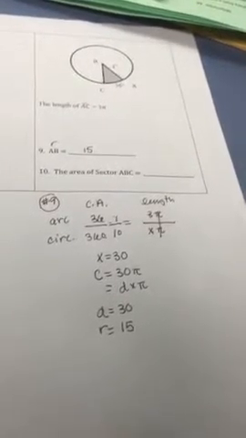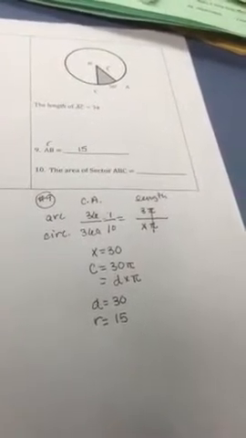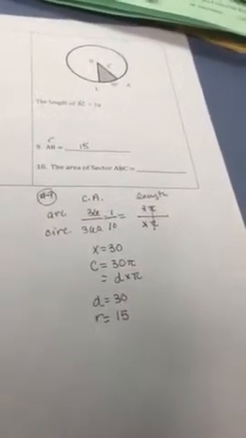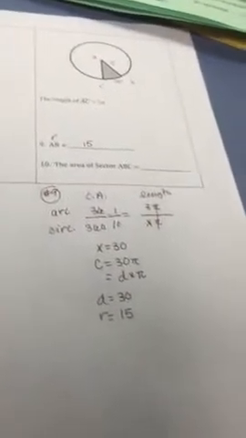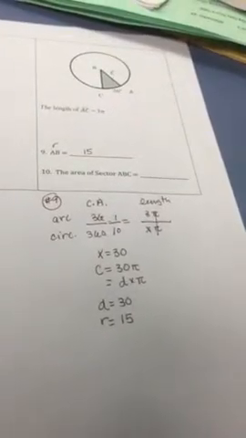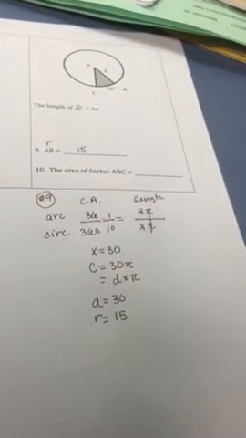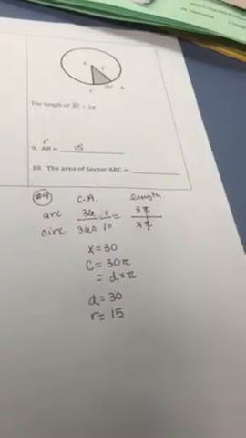This is mile marker 4, practice 1, and we're going to look at question 10. Question 9 and 10 are dependent on one another, so you can't answer 10 before you answer 9. And in the last video, we answered 9. We found our radius was 15.